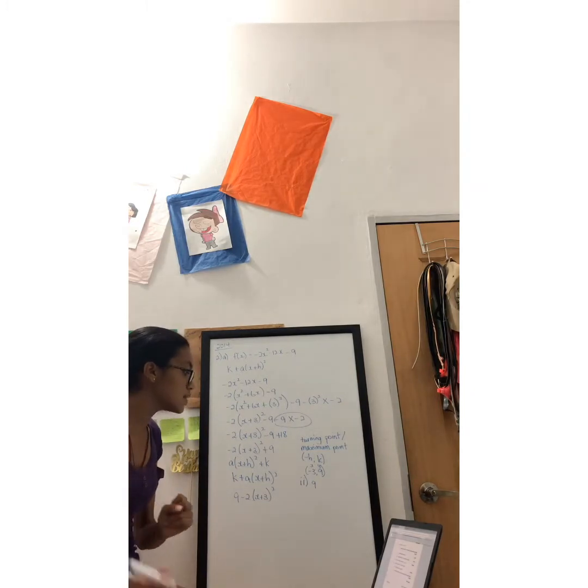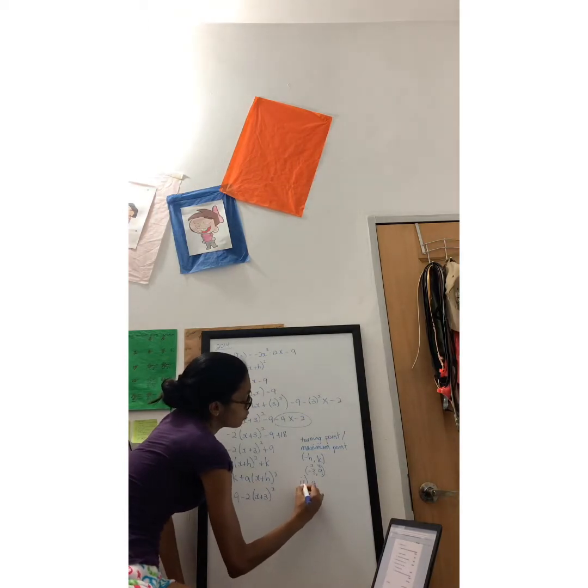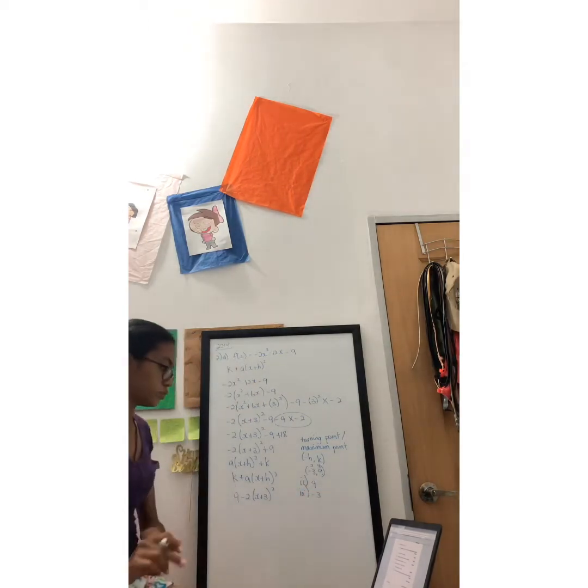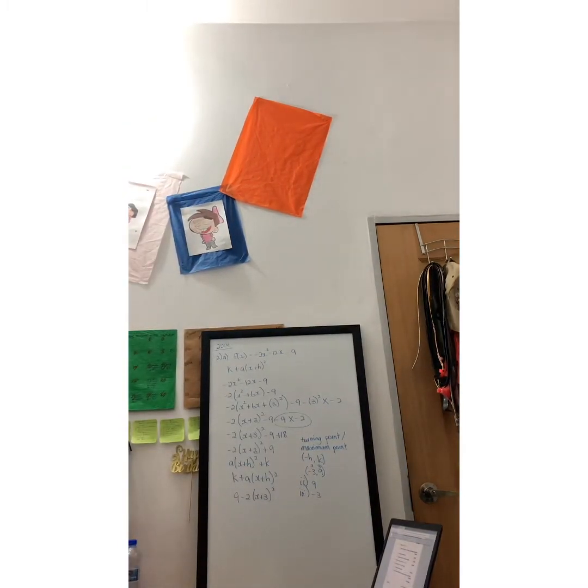And then for part 3, they say determine the value of x for which f of x is the maximum. So part 3, the answer will be -3, right? Okay.